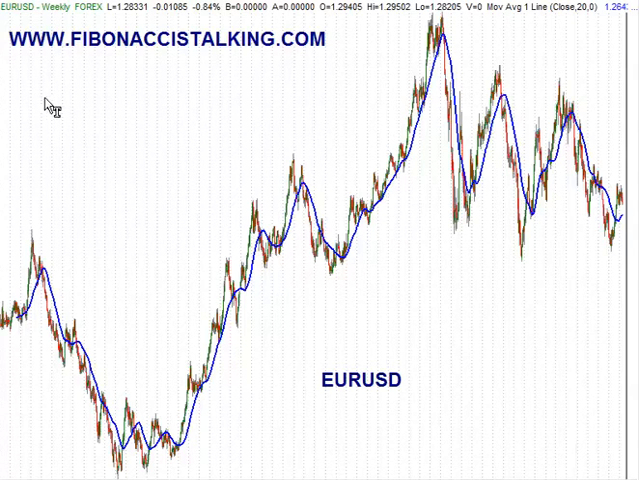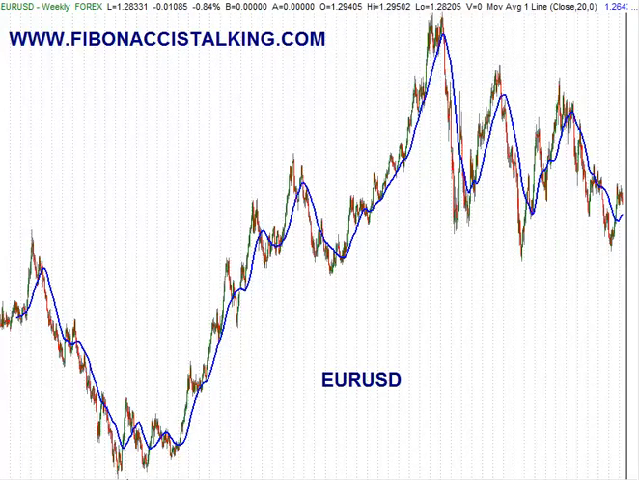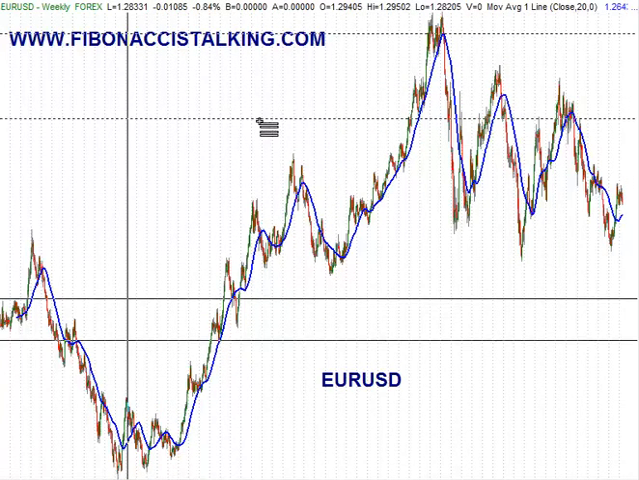What you see on the screen is the Euro USD Forex pair. This is the weekly chart. I want to use this weekly chart to see where we are on the bigger time frame with this pair.